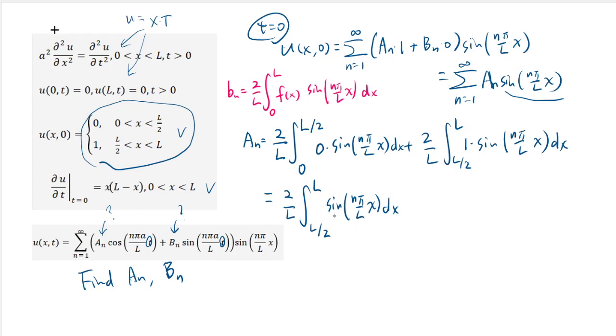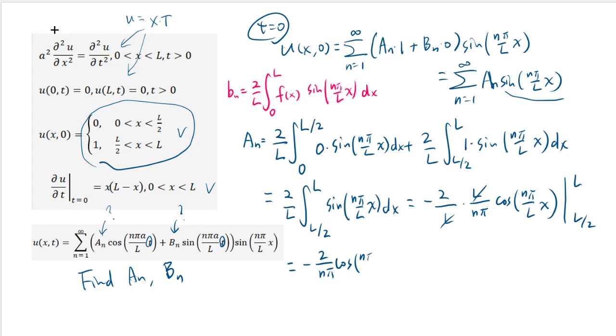Now this is just the integral of sine, which is negative cosine, so there's no integration by parts involved here. It's a really simple question. It's L over n pi, and then sine integrates to negative cosine n pi over L x. L cancels, and you still have to plug in L and L over 2 as the endpoints. So that gives you negative 2 over n pi cosine n pi over L x, and you plug in L and L over 2.